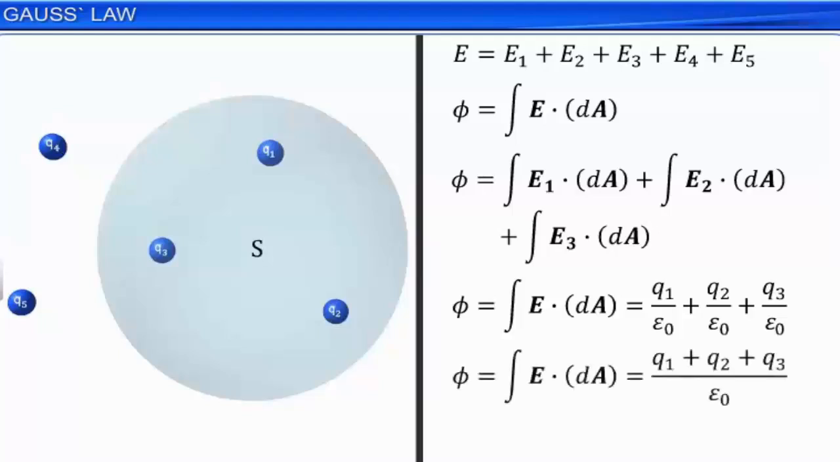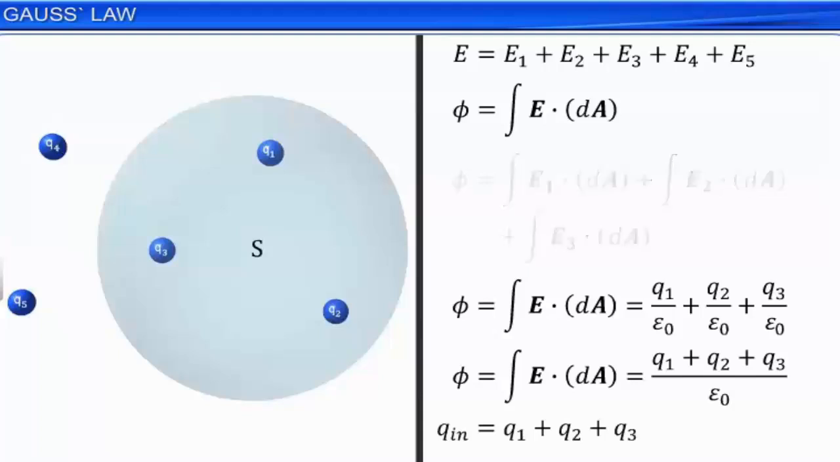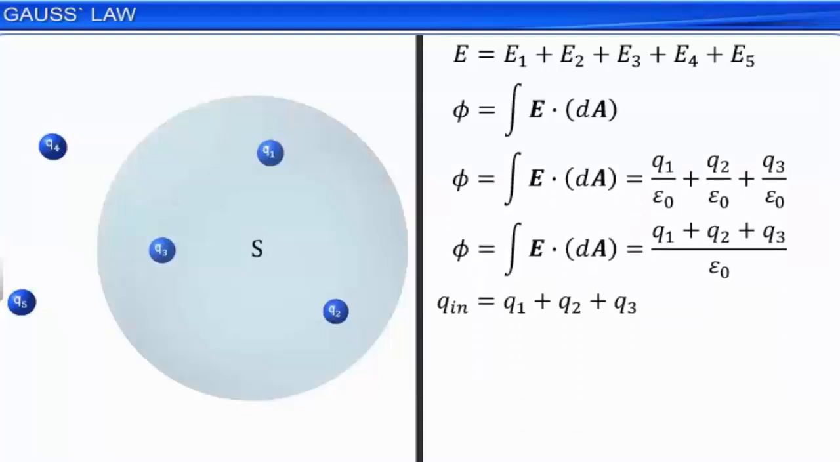Let the total charge enclosed within the Gaussian surface be Qin, the subscript in referring to inside of the closed surface. Here, Qin is equal to Q1 plus Q2 plus Q3. Now the above equation for net flux can be written as phi is equal to integral E dot dA is equal to Qin by epsilon naught. Let this be equation 6.